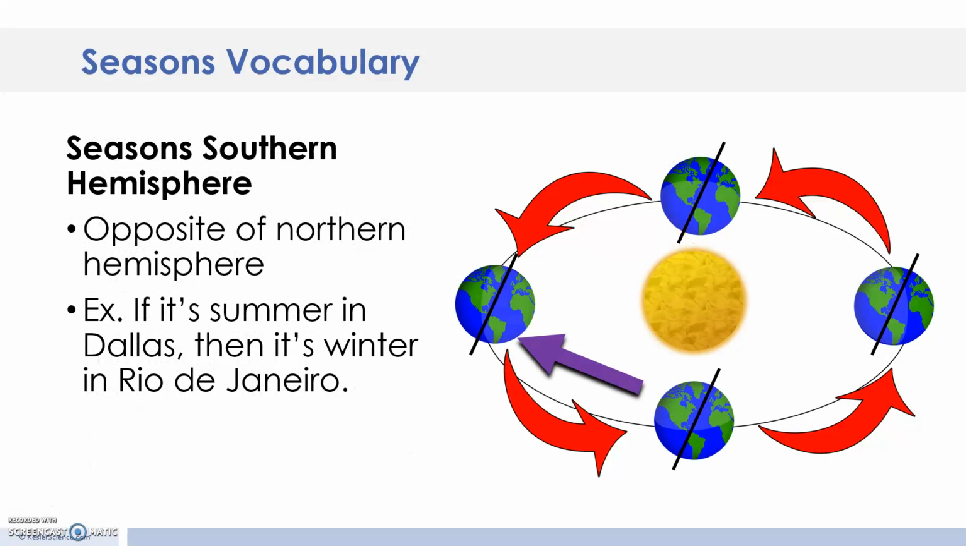So in the southern hemisphere, like I said, it's always going to be the opposite of whatever's happening in the northern hemisphere. So if you can remember what it looks like for us here in the northern hemisphere, then you'll just know that the opposite season is happening down there.